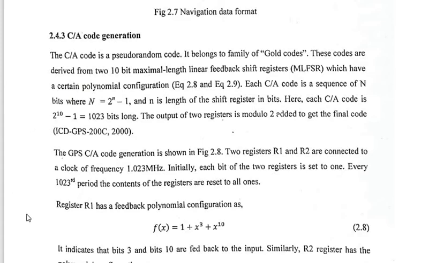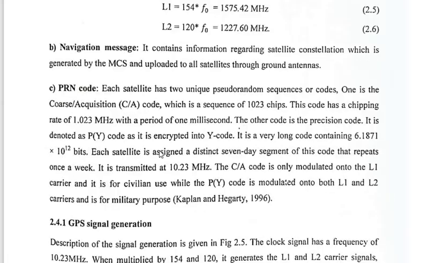Shall I take you to that part? Wait, I'll show you. See here, yesterday we discussed the PRN codes. We said that there are two pseudo random codes. One is the C/A code, whose sequence is 1023 chips. How did we get this 1023 chips? I hope you are clear with this one. That is nothing but 2 to the power of 10 minus 1, which gives us 1023 bits. 1023 bits long is your C/A code.